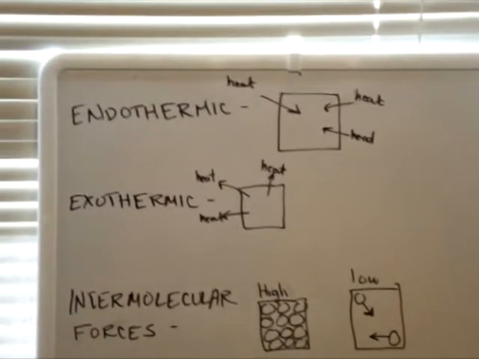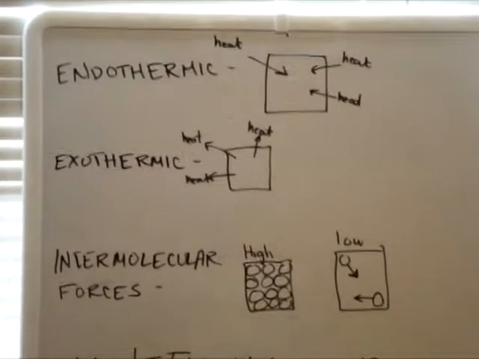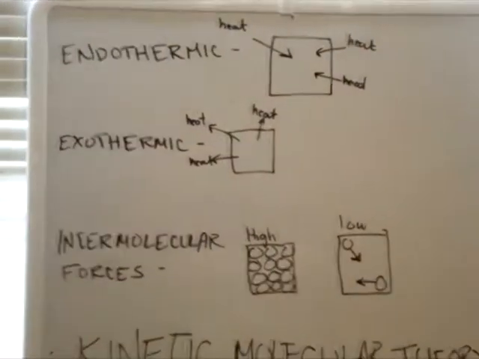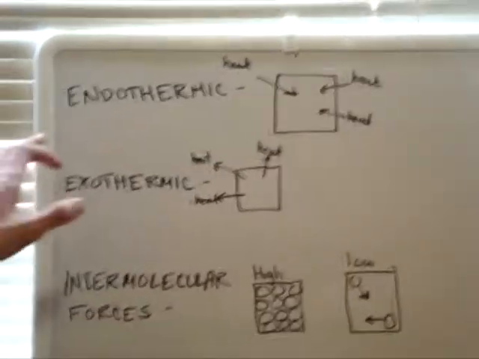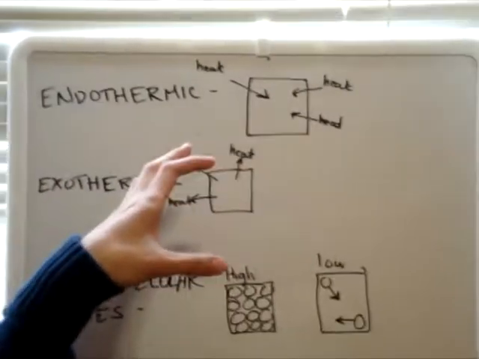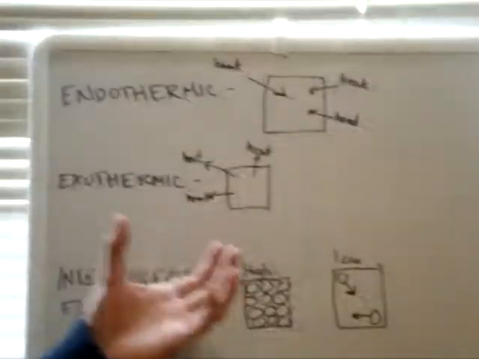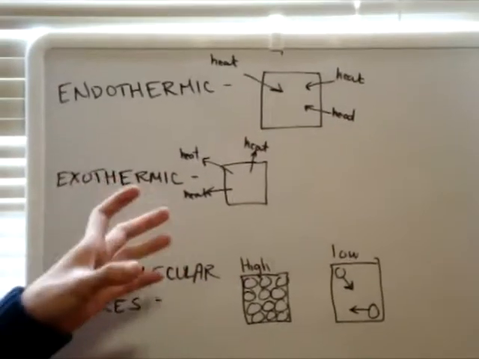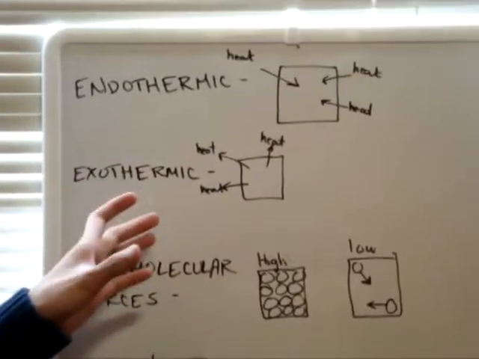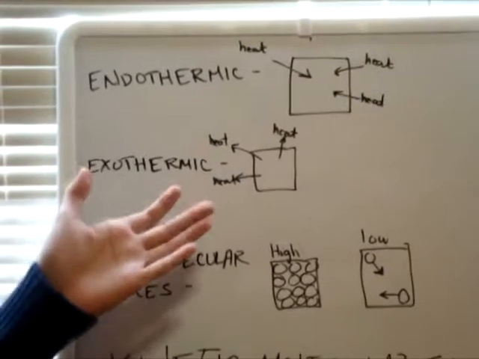To understand phase changes within states of matter, you gotta understand a few key terms. Here I've written out endothermic, exothermic, and intermolecular forces. In an endothermic reaction, we have heat or energy entering a substance. This makes the exterior feel cold. In an exothermic reaction, we have heat or energy leaving the substance. This makes the exterior feel pretty warm.